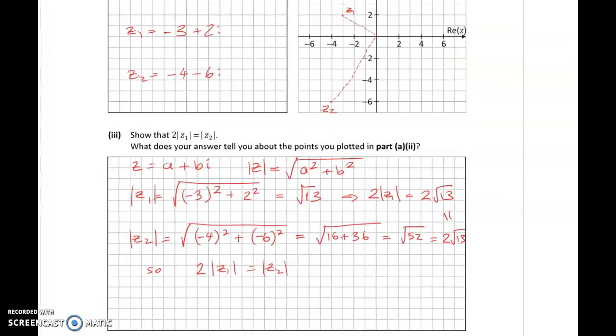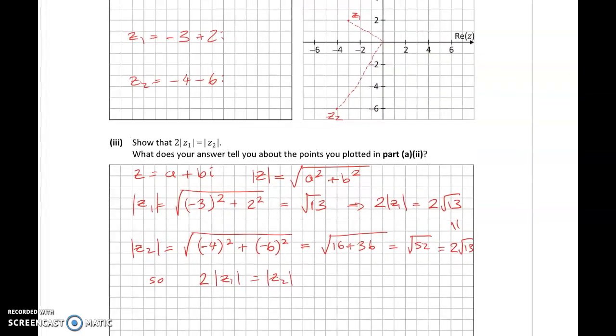Okay, so as long as you are able to explain that in a format somehow. So Z2 is twice the size as a number, okay, and also the distance away from the origin. And Z1.